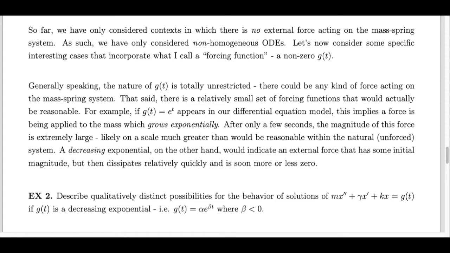So I think that an increasing exponential function is not realistic as a candidate for a g of t in this context. In contrast, if I have a decreasing exponential, I think that might be reasonable because that would somehow indicate that there's a force exerted on the system that has some initial magnitude and then decreases to essentially zero pretty quickly. So in example 2, I want to investigate possibilities for what type of effect that type of function, a decreasing exponential function, could have on the behavior of this sort of system.